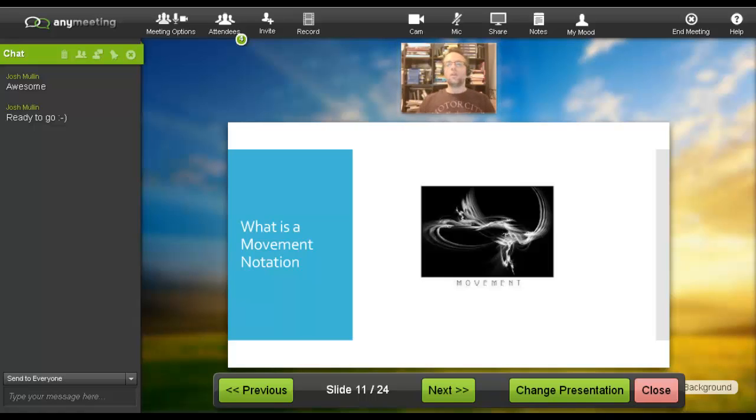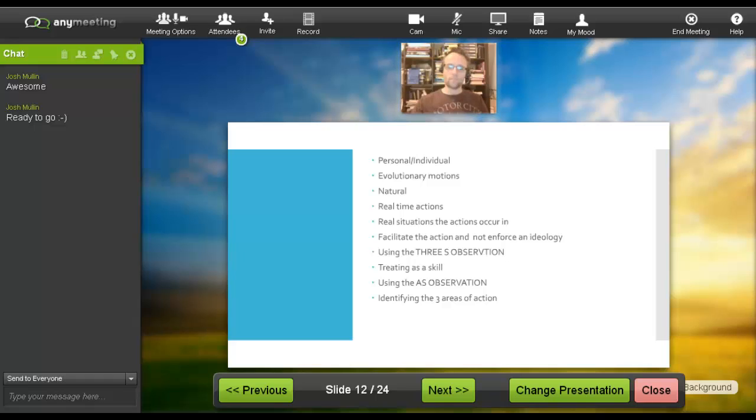So if we're not going to be looking at this gold standard of actions on this artificial, non-lifelike analysis, then what can we use? We can use what I believe is a motion notation. Because this is personal, individual, we can look at evolutionary movements. It's natural. We have real-time actions. We have real simulations of the action, how the action is occurring. We facilitate the action. We help guide. We don't construct and tell and form.